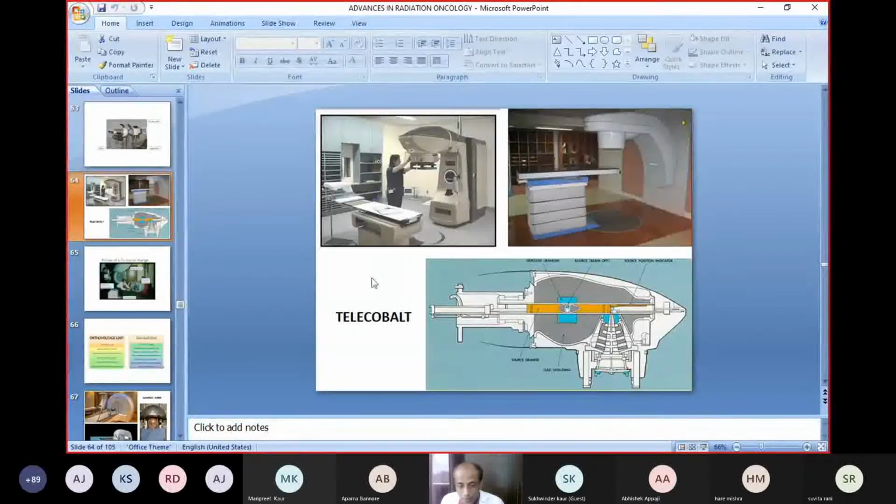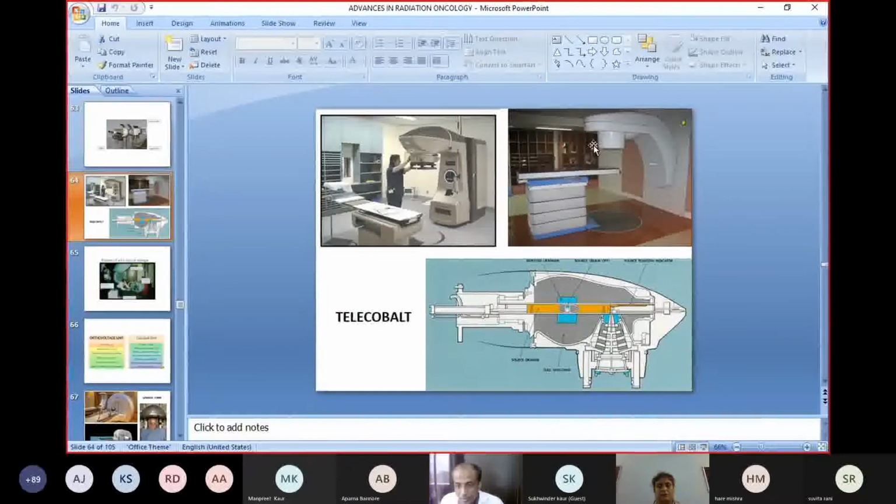But when we come to a telecobalt gamma ray, there is a cobalt radioactive source. It is contained inside a radiotherapy chamber made of lead, so that radiation doesn't come out of it. But at treatment time, this source moves to this area, and the radiation is ejected here. After the treatment is over, it goes back into this sealed container.